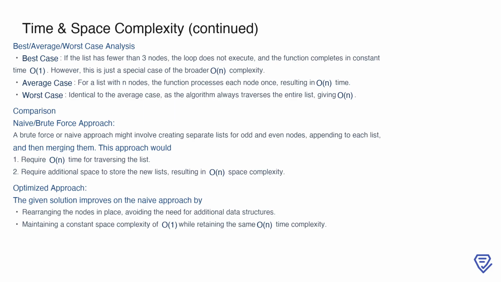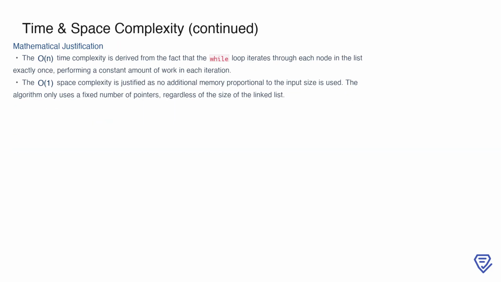In contrast, the optimized solution rearranges nodes in place, avoiding extra data structures, and achieves the same O(n) time complexity with O(1) space complexity. Finally, let's provide a mathematical justification for these complexities. The O(n) time complexity arises because the while loop iterates through each node in the list exactly once, and in each iteration, it performs a constant amount of work.